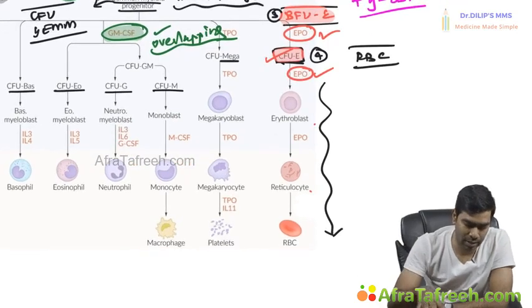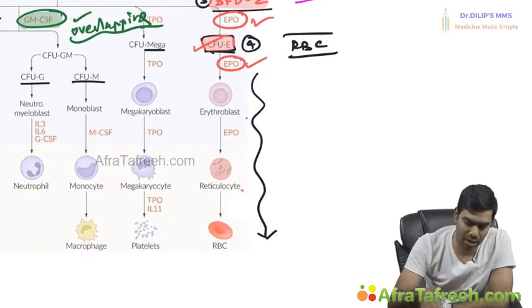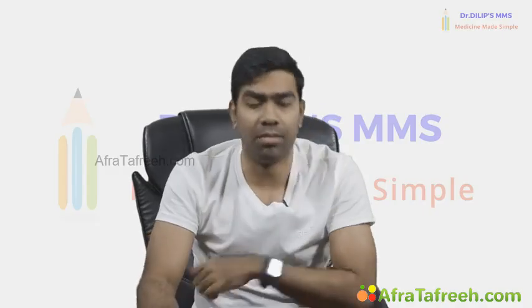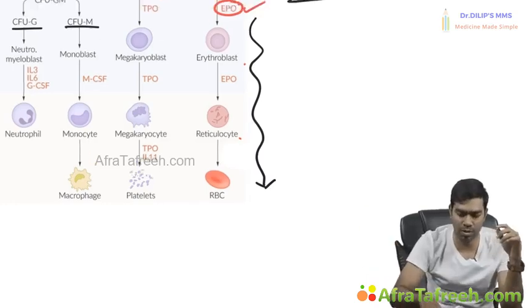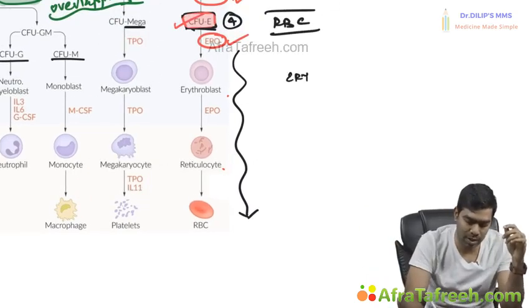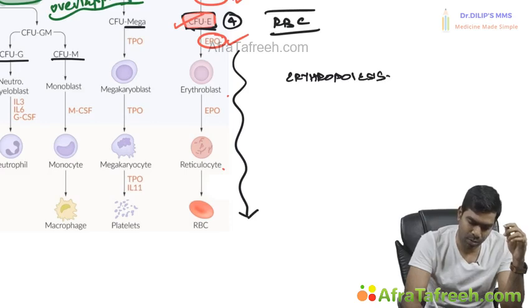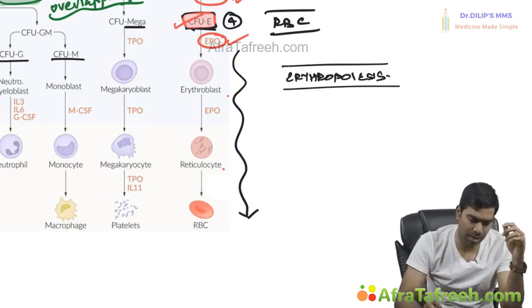So now let us assume the RBCs have committed and have formed the blast forming unit and colony forming unit. After committing into the erythroid lineage, you have multiple sublineages. It's going to transform into different cells, so you have to know about the complete erythropoiesis. The next thing we are going to see is how erythropoiesis kicks off from the blast forming unit.